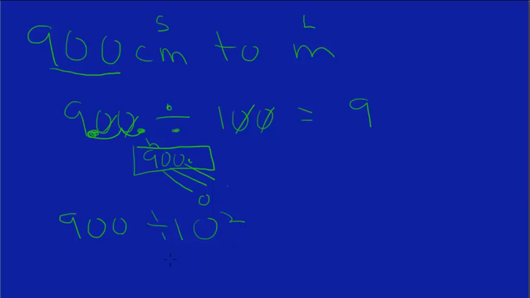Again, my first step is I have to think to myself, what is 10 to the second power? 10 times 10. 900 divided by 10 to the second power, or 100, is, as we know from above, 9. There we go. So that's multiplying and dividing using conversion and using the metric system.